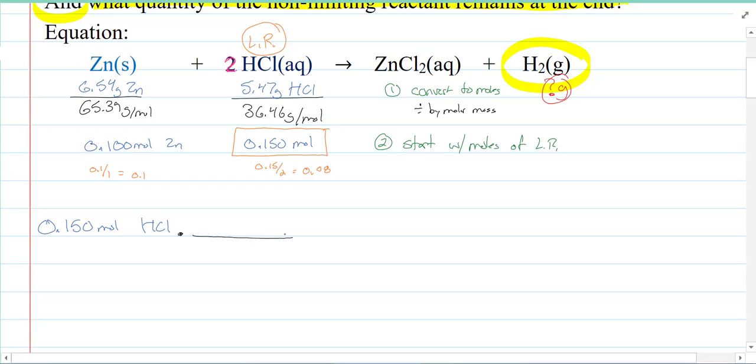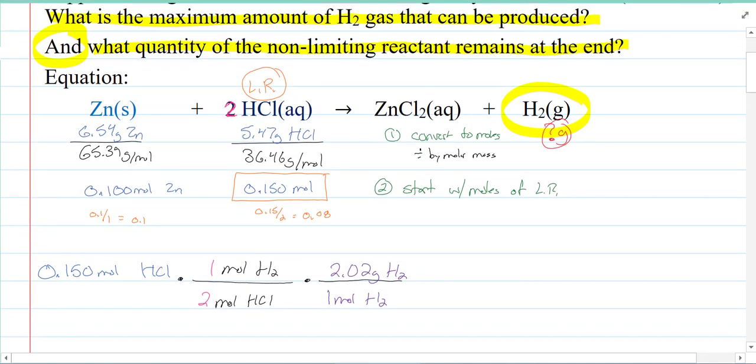Moles on the bottom. We're already in moles, so I don't have to do any more molar mass. Moles HCl on the bottom, moles H2 on top. And then we've got to put down our coefficients. 2 moles HCl, 1 mole H2. And 1 mole of H2 is 2.02 grams H2.